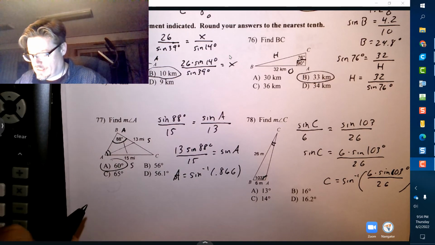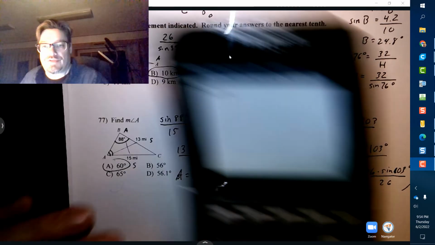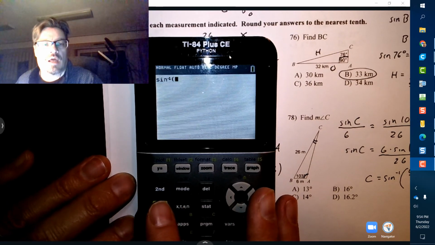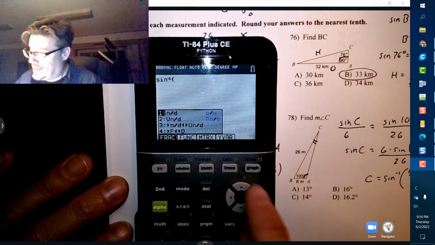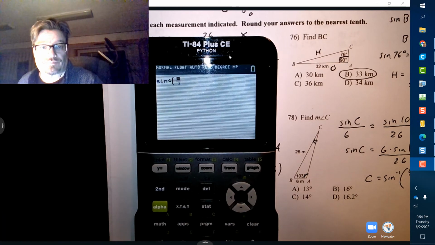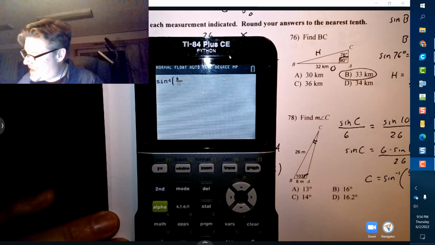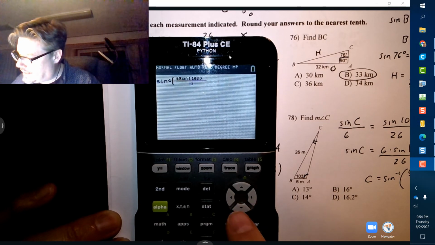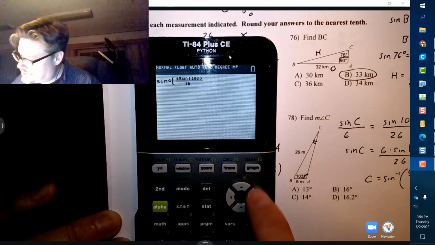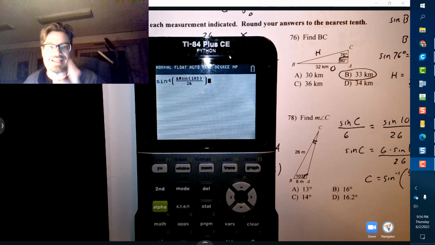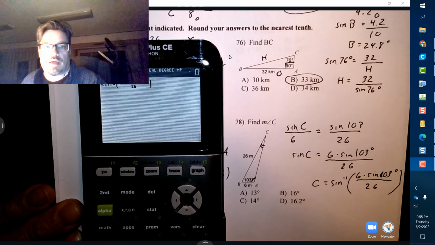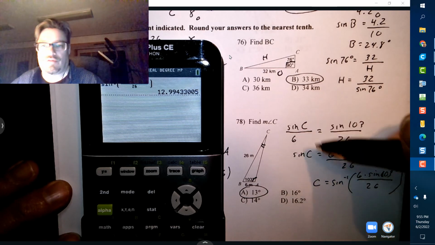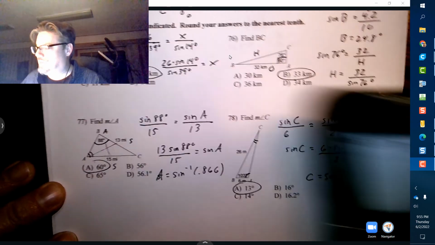So let's go second sine, and I'll remind you how to get the fraction bar, which is alpha y equals, and it's number 1. It'll produce that fraction bar. Why not? If it's going to help you reduce your errors a little bit, why not? 26, push that over, close up those parentheses. That is exactly as it is on my paper. All right, and so we've got 13 degrees as the actual angle for C. And that does appeal to my common sense.